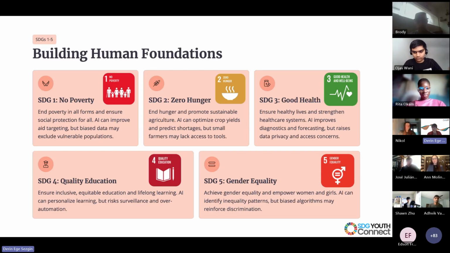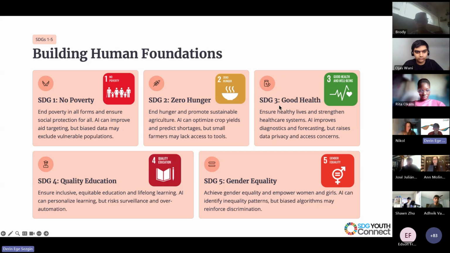SDG 3, Good Health. Ensuring healthy lives and strengthening healthcare systems is what defines SDG 3. AI improves diagnostics and forecasting, really allowing health diagnostics to get all around the world without a need for hospitals. Yet, data privacy and access concerns are extremely important. Yet again, the digital divide raises another problem. In addition, data privacy of the AIs and how the AI takes your health data, your insurance data, is very important and must be addressed.